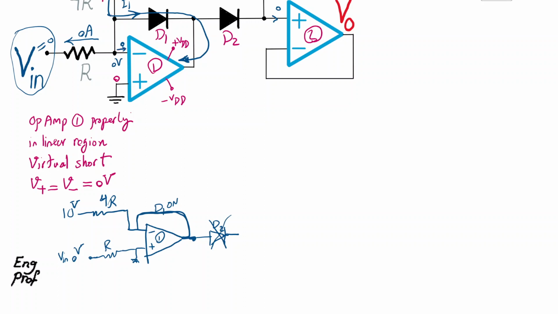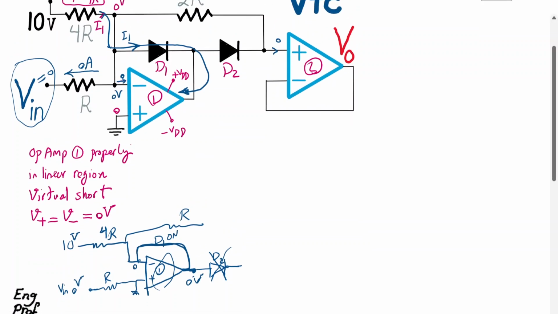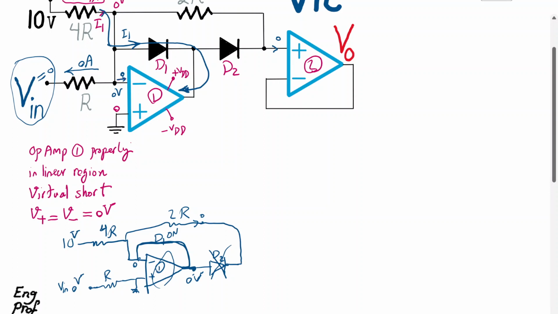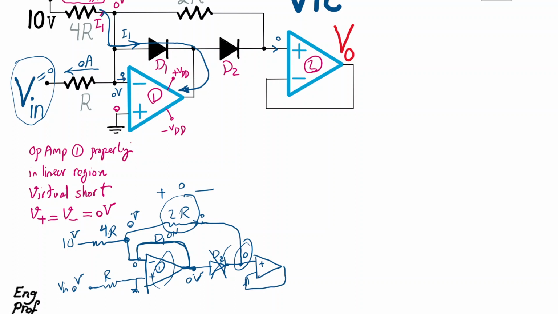So what it means is this op amp 1 acts like a buffer, and as a result, the 0 volt that is at the negative input terminal appears at the output of op amp 1. But then D2 is disconnected from the output, so this resistor 2R cannot pass any current. So the voltage here at the input of the final buffer is 0, because nothing is flowing through 2R, hence the voltage drop across 2R is 0, and the voltage here is 0. That means the buffer will see just 0 appearing at the output, so Vout is 0.